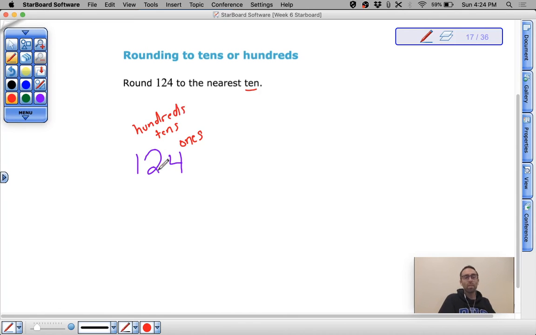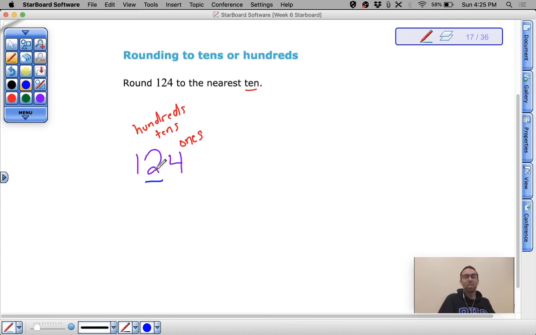Because when I say this number, I'm saying 120, which is a number that's multiples of 10, and 4, which is 4 ones. So when I say I want to round 124 to the nearest 10, the first thing I need to do is look at the tens place. So I'm going to take that tens place and I'm going to underline that number.